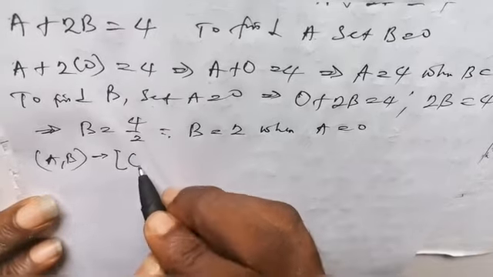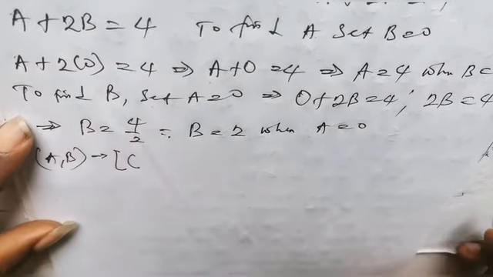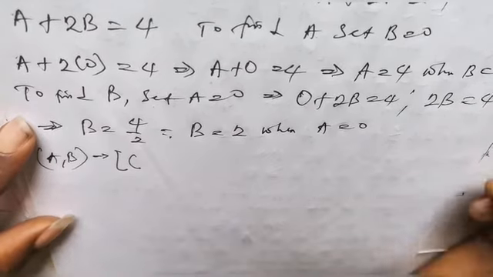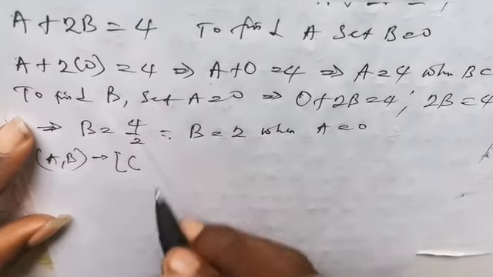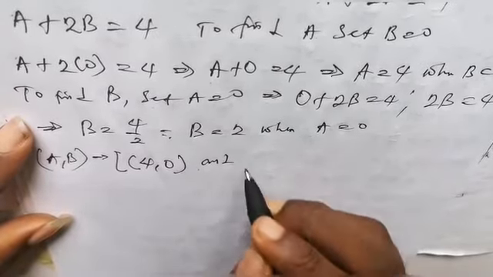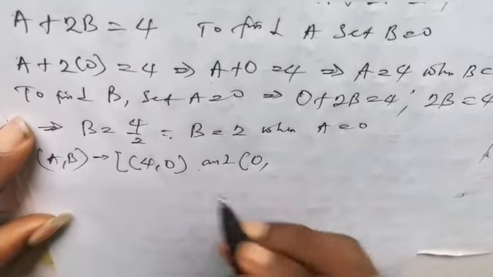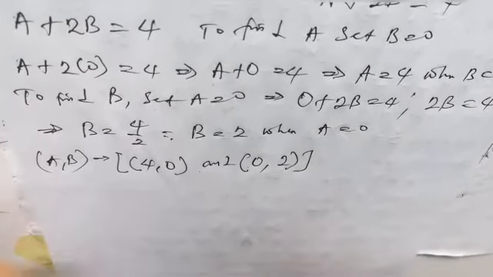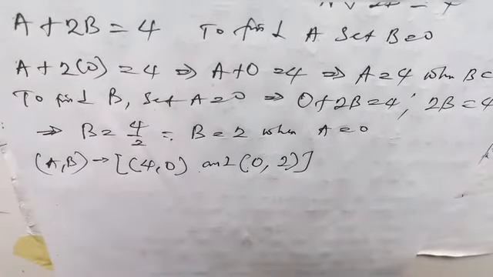Hence, the coordinates, remember (a, b) is a coordinate. When b is equal to 0, we had a equal to 4, so when a is 4, b is 0. And when a is 0, we had b equal to 2. So these are the coordinates. We've gotten the coordinates for the three machines. All we need to do now is plot these coordinates and determine the feasible region.